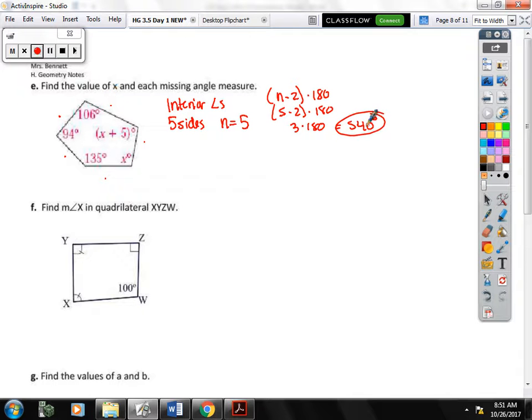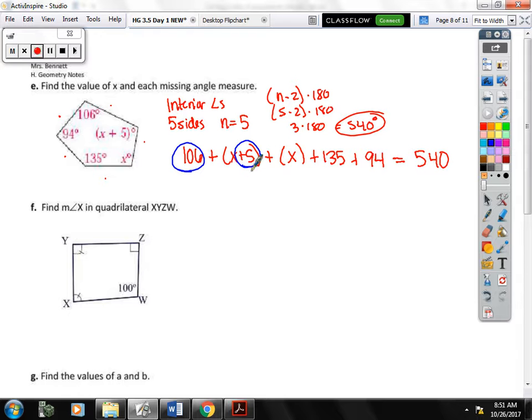Now some students just like to actually subtract, subtract, subtract, and then write the equation. But I'm going to write the whole equation. We would add all of the angles. So 106 plus x plus 5 plus x plus 135 plus 94 has to equal the total number of degrees inside that shape, which is 540. And then this is straight solving algebra. Combine all of your like terms. So combine all of the numbers: the 106, the plus 5, the plus 135, and the plus 94. And that should get me 340.